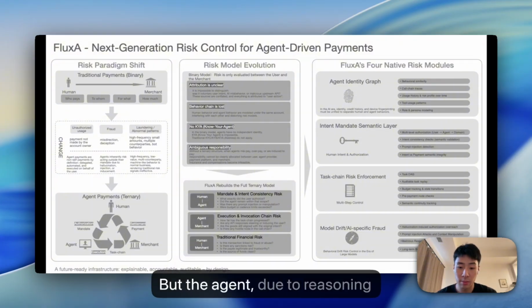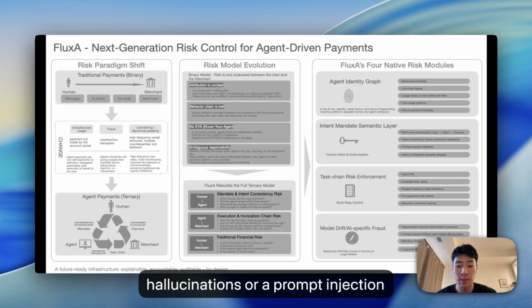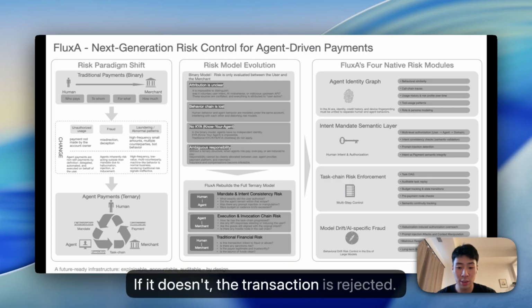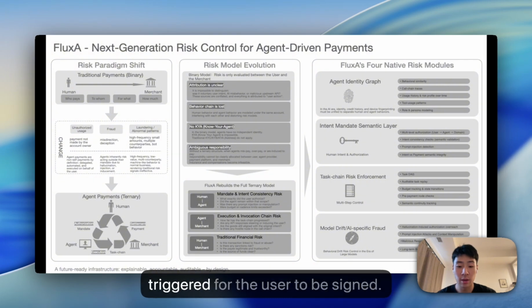from an agent, but the agent, due to reasoning hallucinations or a prompt injection attack, submits an incorrect amount. The risk engine checks whether the payment request matches the user's intent mandate. If it doesn't, the transaction is rejected, or a secondary confirmation flow is triggered for the user to re-sign.